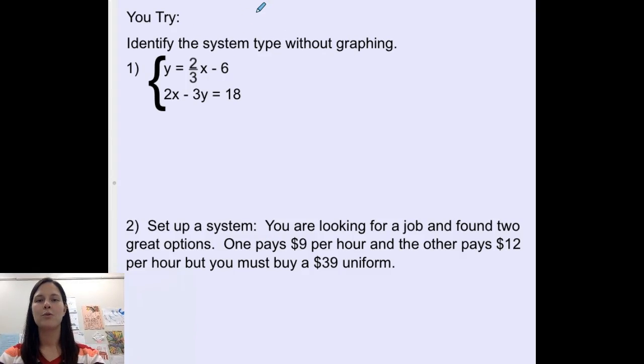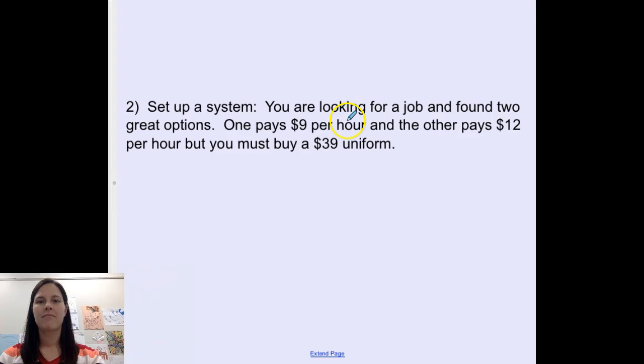And finally, you have two you-try questions. The first one, solve for y and analyze those slopes and the y-intercepts if you need to. And the second one, practice setting up a system of equations.